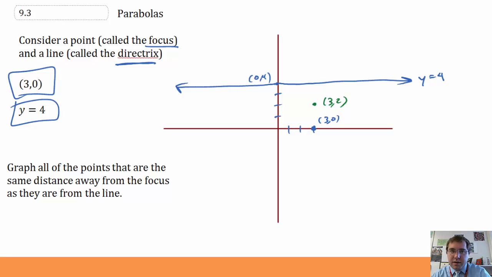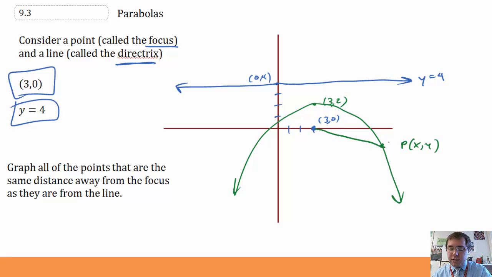So that's the way we're going to define a parabola. It's a set of all the points that are the same distance away from a focus as they are from a line. So my parabola here is going to look something like this. Or if I pick a point on here, let's say this point here, we'll call it P, which has some x-coordinate, some y-coordinate. The distance from P to the focus is the same as the distance from P to the line. Those are equal.